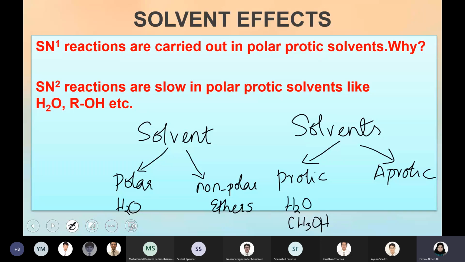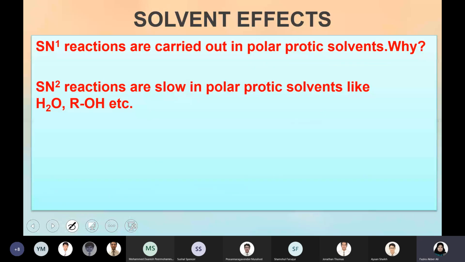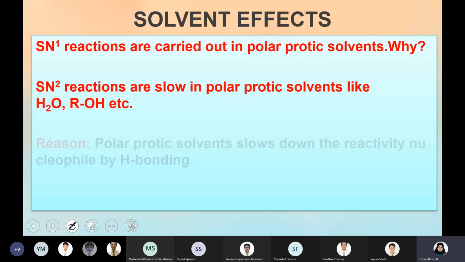This is not important for us, but what is important to be noted? SN1 reactions are carried out basically using a solvent. The medium of reaction is polar protic solvents. So you take your substrate and your reagent, both should be dissolved in a polar protic solvent, mostly alcohol and water. But in an SN2 reaction, if you take the same type of solvent, then the reaction will be very slow. Why? Why do we think the solvent affects the type of the reaction, SN1 and SN2?